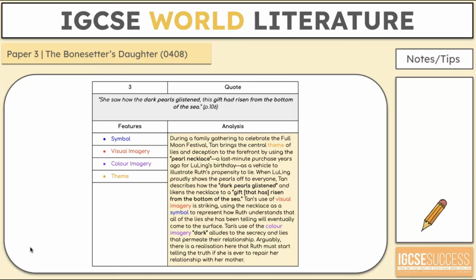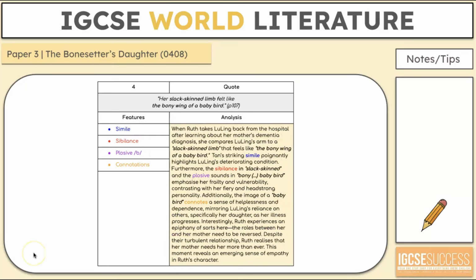Tan's use of visual imagery is striking, using the necklace as a symbol to represent how Ruth understands that all of the lies she has been telling will eventually come to the surface. Tan's use of the colour imagery dark alludes to the secrecy and lies that permeate their relationship. Arguably, there is a realization here that Ruth must start telling the truth if she is ever to repair her relationship with her mother. Number 4, her slack-skinned limb felt like the bony wing of a baby bird.